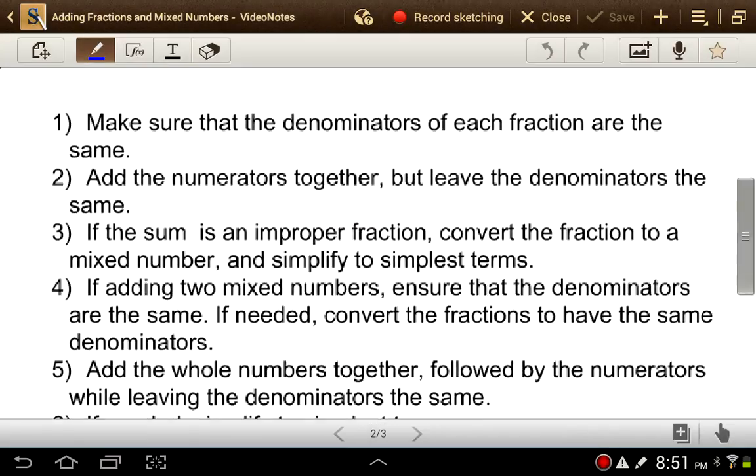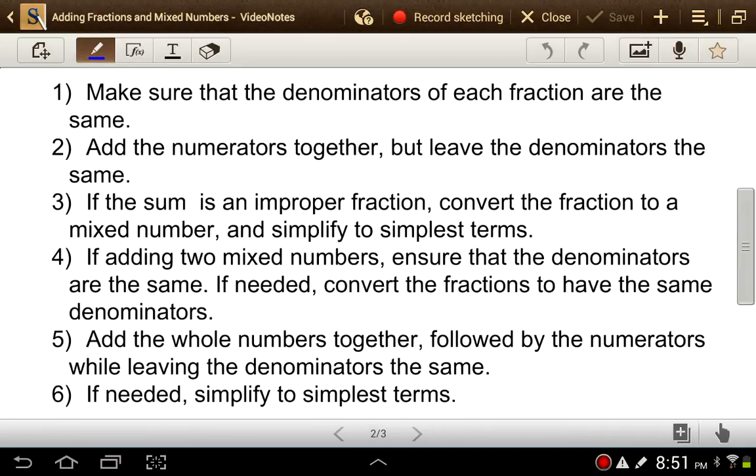Okay, the rules are kind of long. I'm not going to read through them all. A couple key points I'm just going to go over. You can read through these on your own. If you need to pause, go ahead while you read.